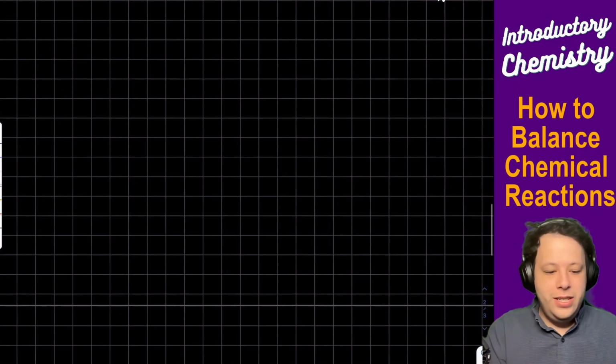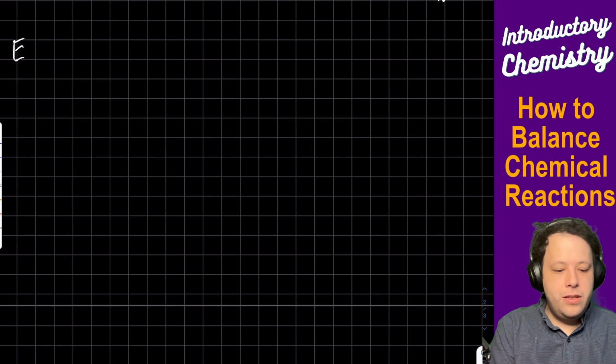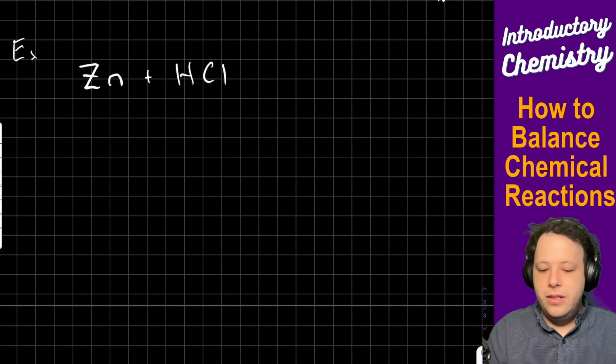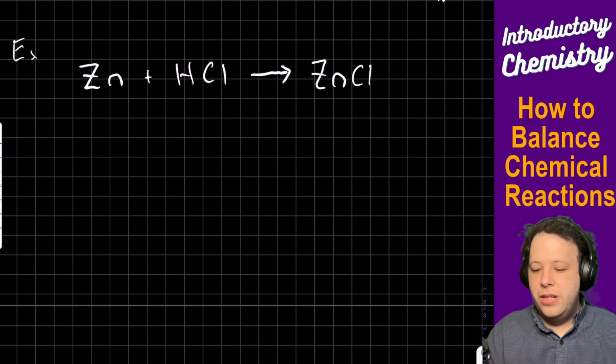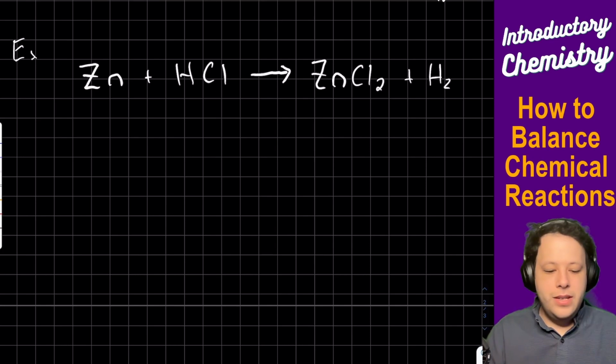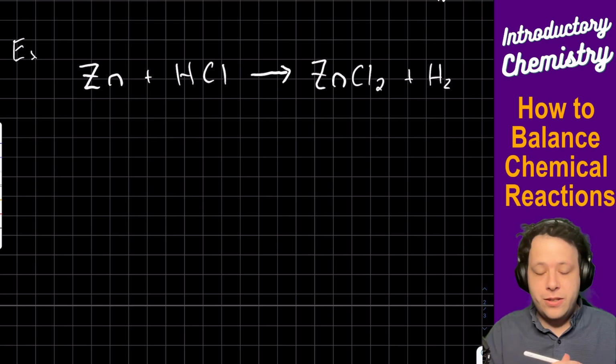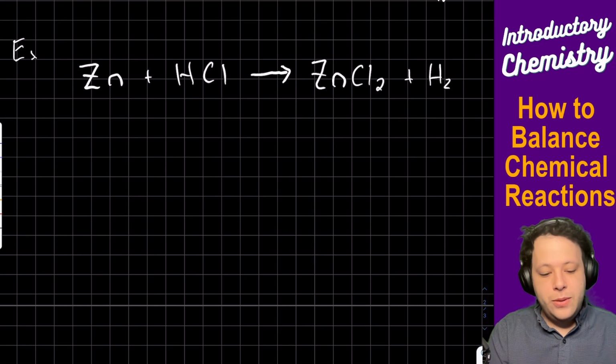Let's say we have zinc reacting with HCl, and what that's going to create is zinc chloride and hydrogen gas. Now, one other thing that we can do with chemical equations, something your teachers are going to make you do, is you have to label what phase everything is.